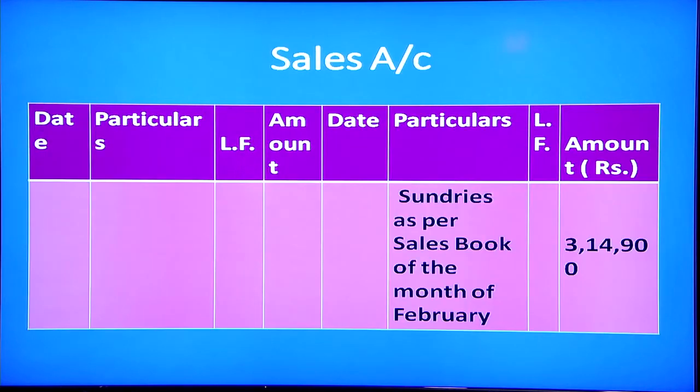As a last item, in the sales account, you have to write sundries as per sales book of the month of February. That is, you will write in the particulars column on the credit side and the amount in the respective column.